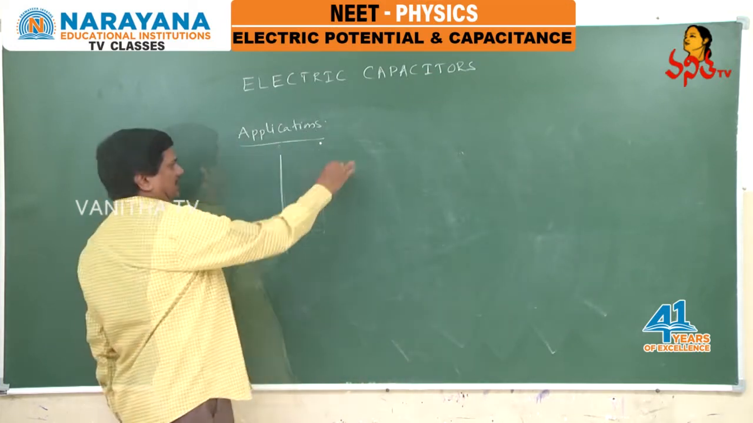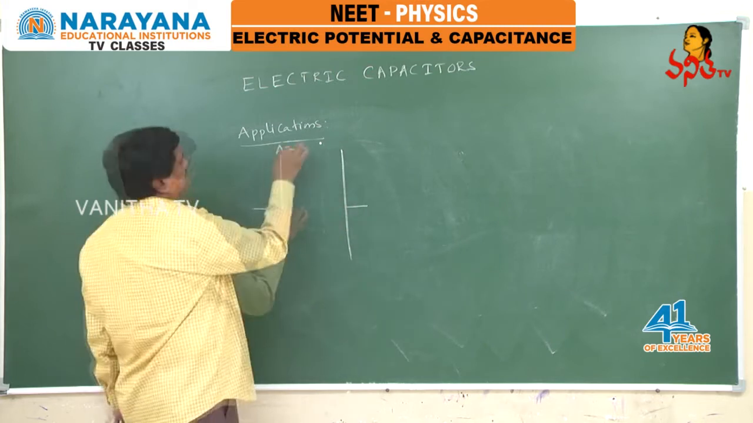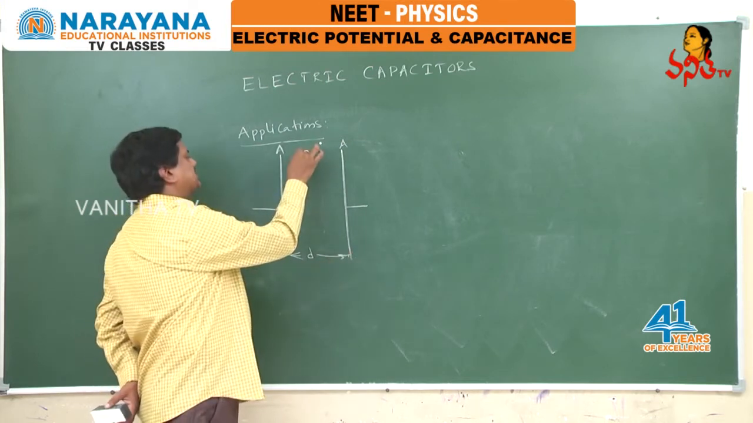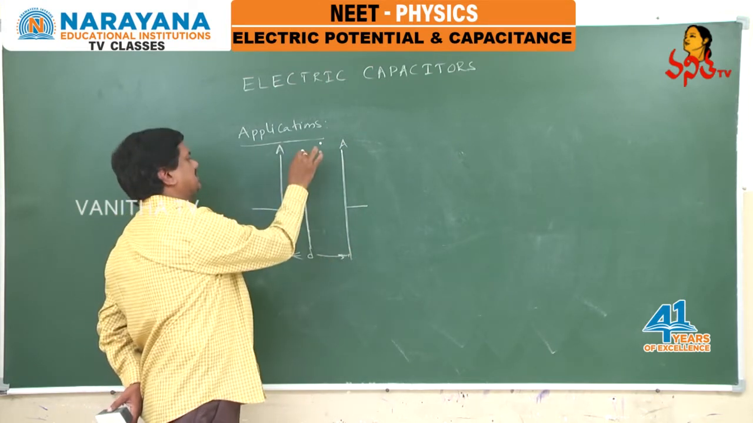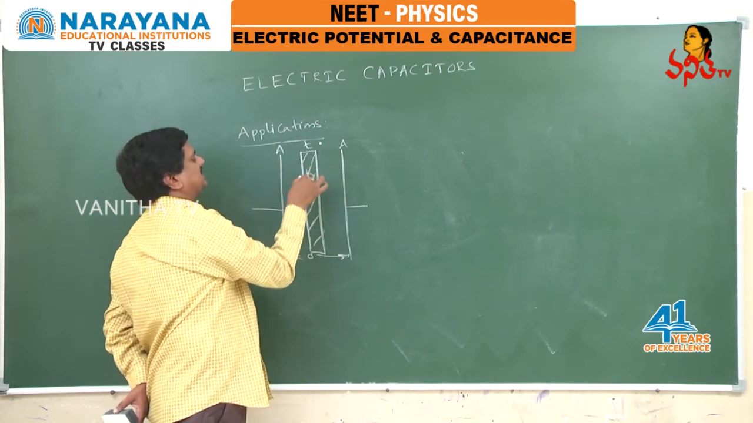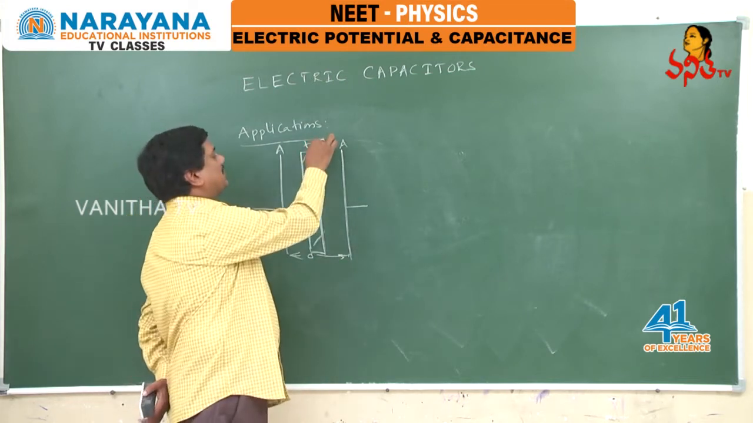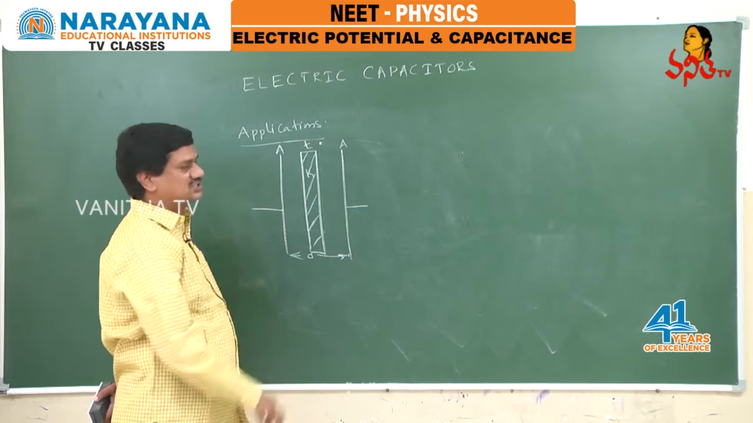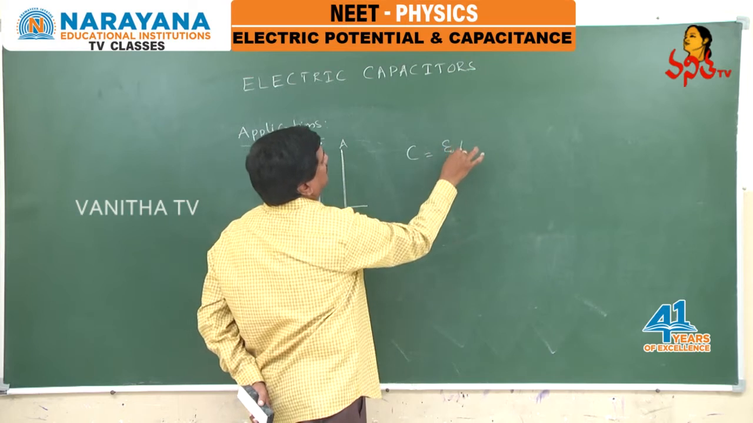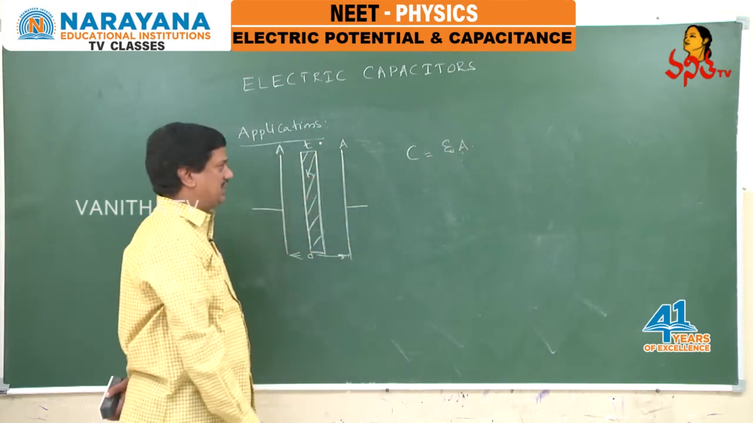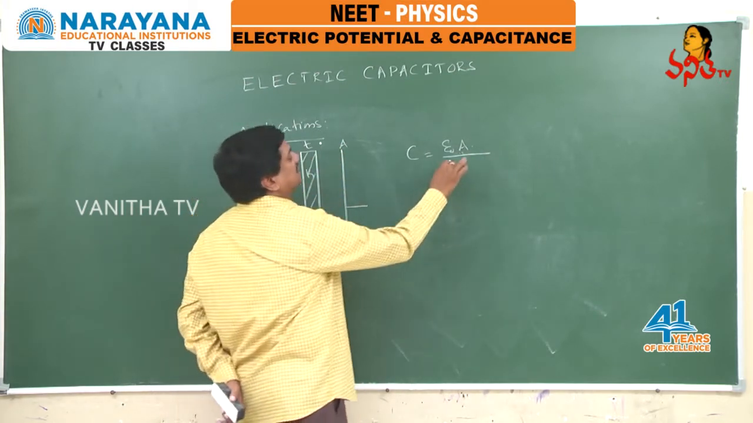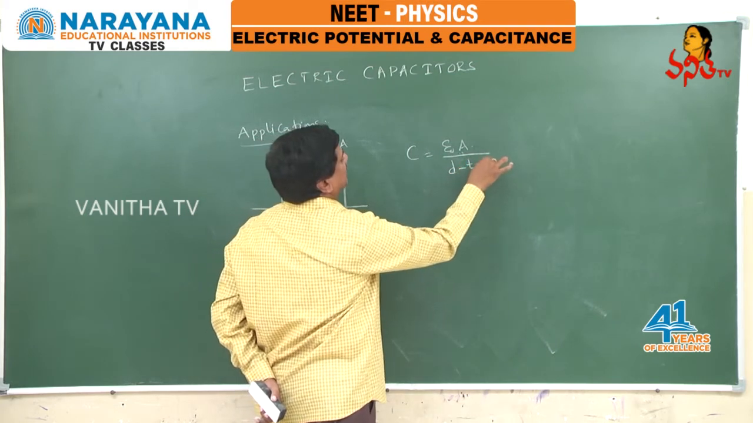Now let it be a parallel plate capacitor only. Let A be the area of each plate and the separation between the 2 be D. Now instead of completely filling, if it is partially filled, say a dielectric slab is placed like this, a slab of thickness T and dielectric constant K. This is a dielectric slab of thickness T and dielectric constant K. Then the capacitance of this arrangement becomes epsilon naught, no change, A, no change in area, but the effective distance changes. It changes like this: D minus T plus T by K. This is the basic formula.